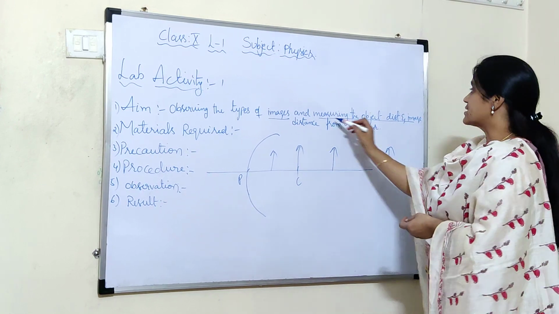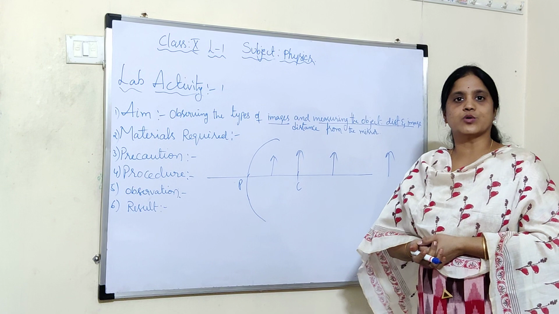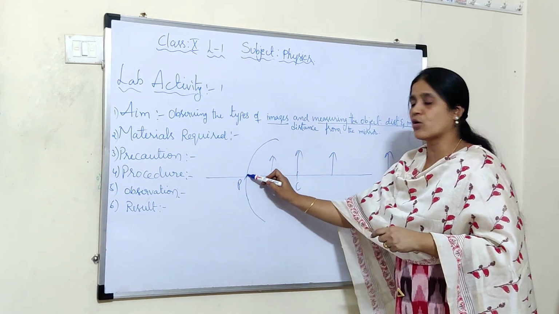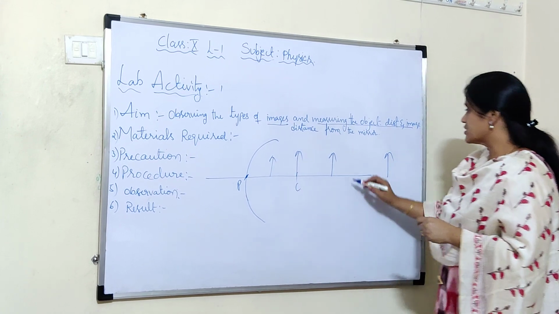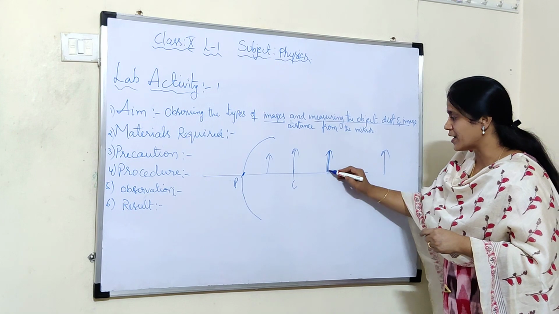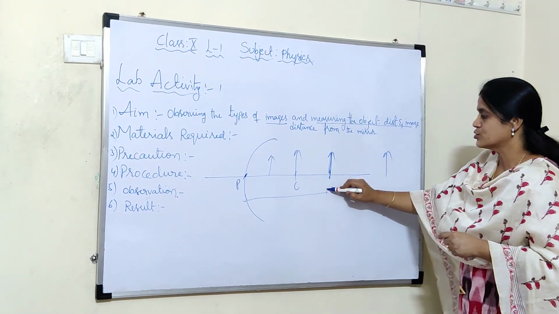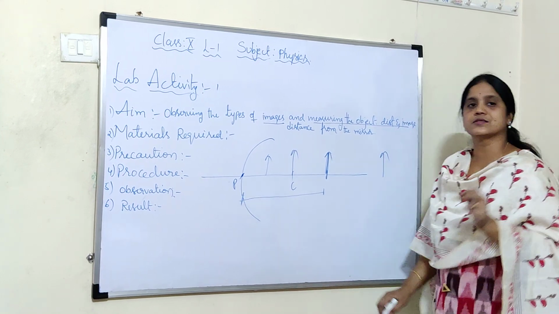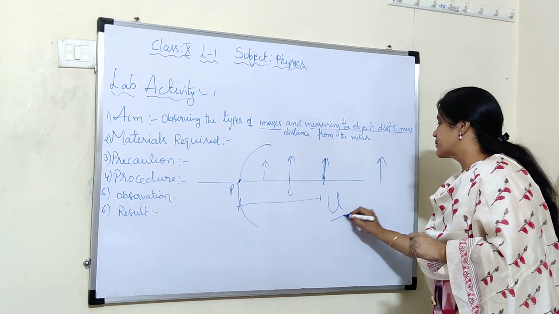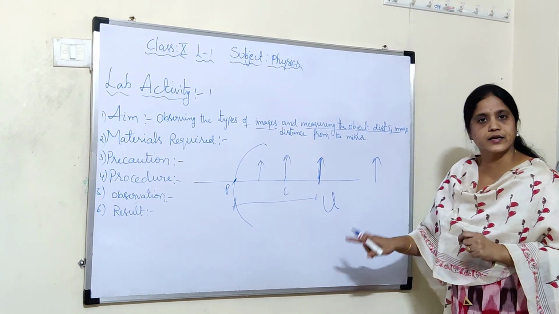And next, measuring the object distance. Object distance means what? We always have to measure distances from the pole. Suppose you place an object beyond C, then you have to measure the distance from the pole to this place. This distance is known as the object distance. Object distance is always represented with the letter U.